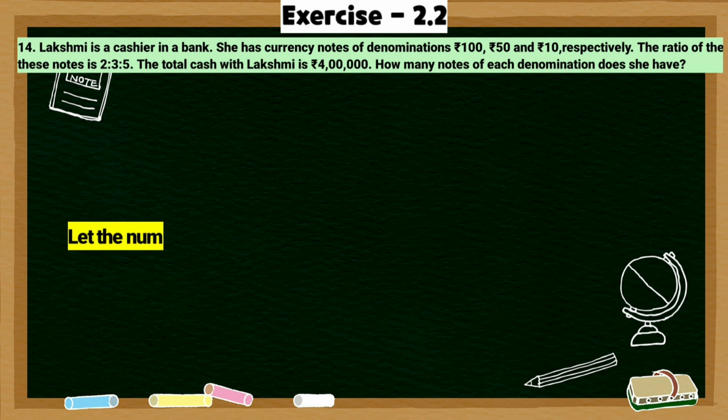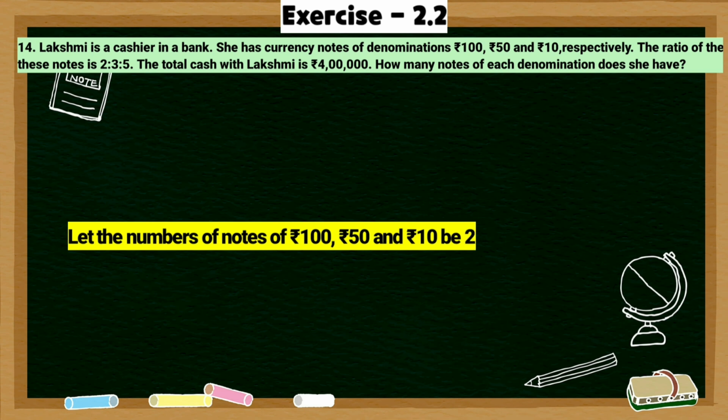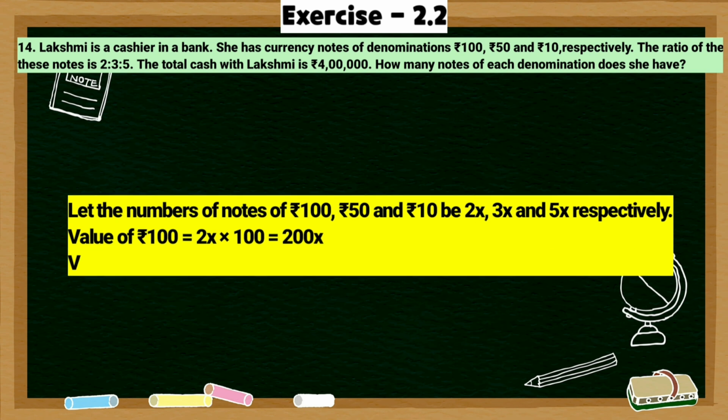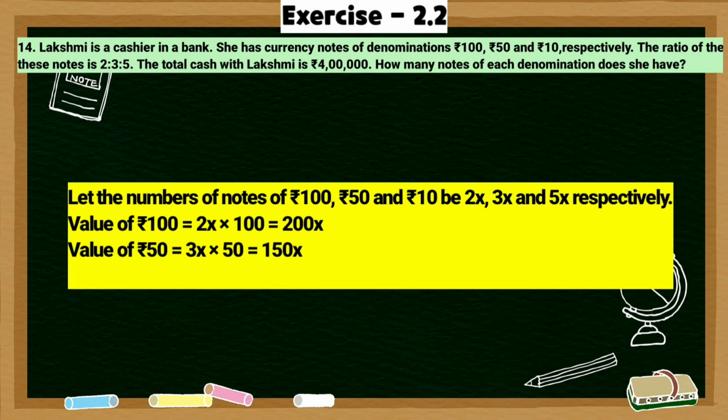Let the number of notes of 100 rupees, 50 rupees and 10 rupees be 2x, 3x and 5x respectively. So the total value of 100 rupees notes will be the number of notes multiplied by the currency. So 2x multiplied by 100 is equal to 200x. Value of rupees 50 notes will be 3x multiplied by 50, that is equal to 150x. Value of rupees 10 notes will be 5x into 10, that is equal to 50x.